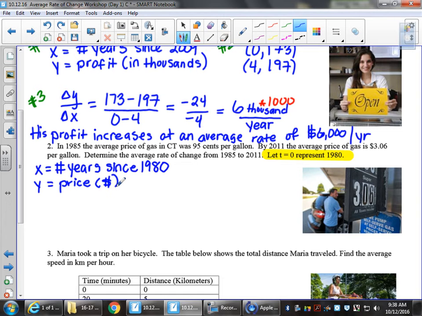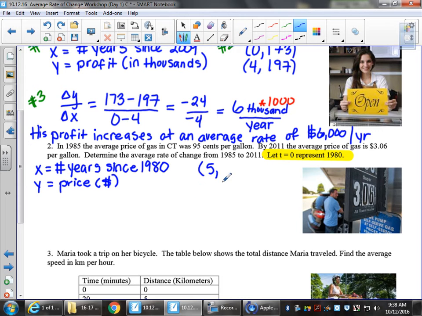Now I need my ordered pairs. Who's got ordered pairs? Well, careful. 1980 is my 0 year, so 1985, 5, comma. Where do you get 5 from? 1985 is 5 years after 1980.